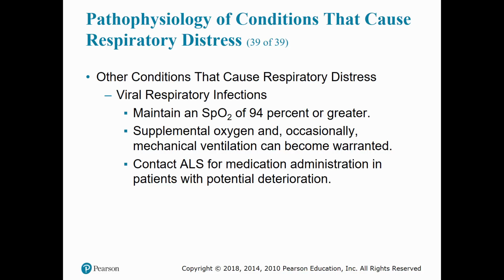Patients with viral respiratory infections may present with nasal congestion, tachypnea, malaise, and fever, usually between 101 and 102. Also, if the patient has asthma, this respiratory infection could cause an exacerbation of it as well.